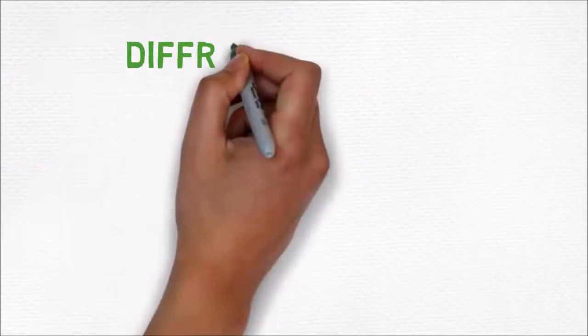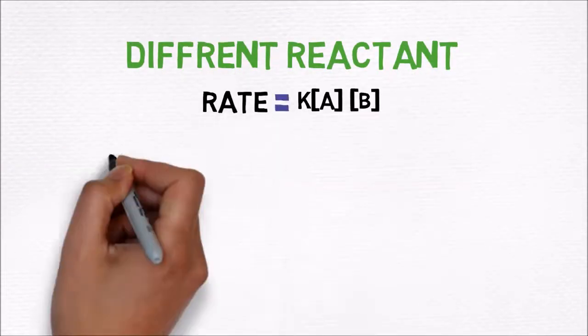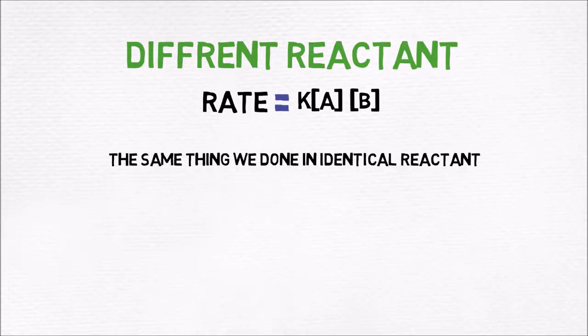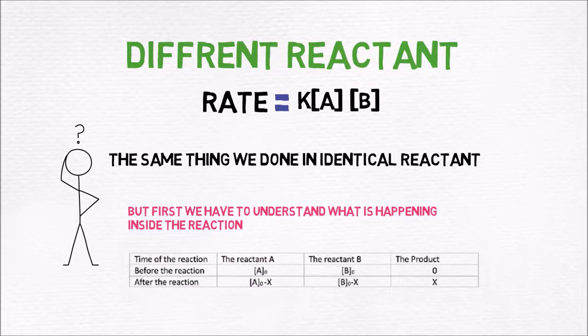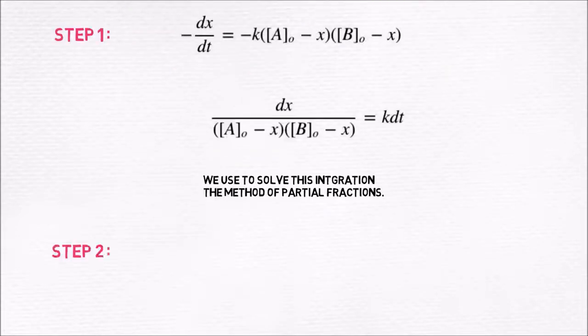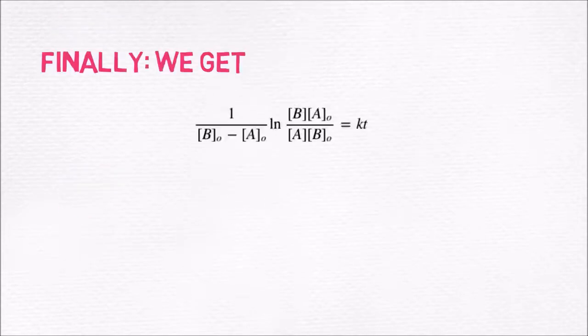For the different reactant, the rate of the reaction will be. To get the integrated rate law, we do the same thing as in the identical reactant. But first we have to understand what is happening inside the reaction. So the first step is to write it in differential form. The second step, we integrate it by using the partial fraction method. Finally we get. Then just rearrange it.